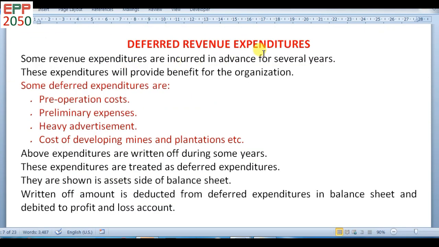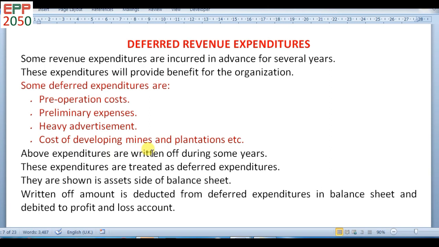Deferred revenue expenditures. Some revenue expenditures are incurred in advance for several years. It means on some revenue expenditures we invest a lot of money. That becomes a deferred revenue expenditure. These expenditures will provide benefit for the organization. Some deferred expenditures are pre-operation cost, preliminary expenses, heavy advertisement, cost of developing mines and plantation, etc.